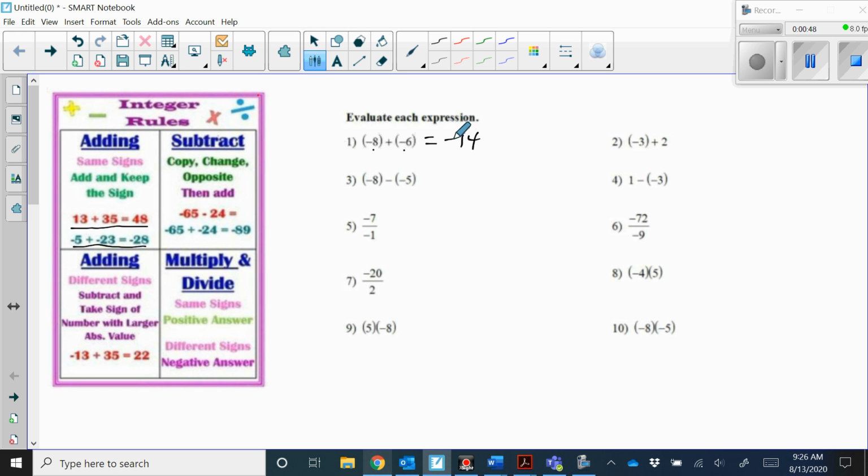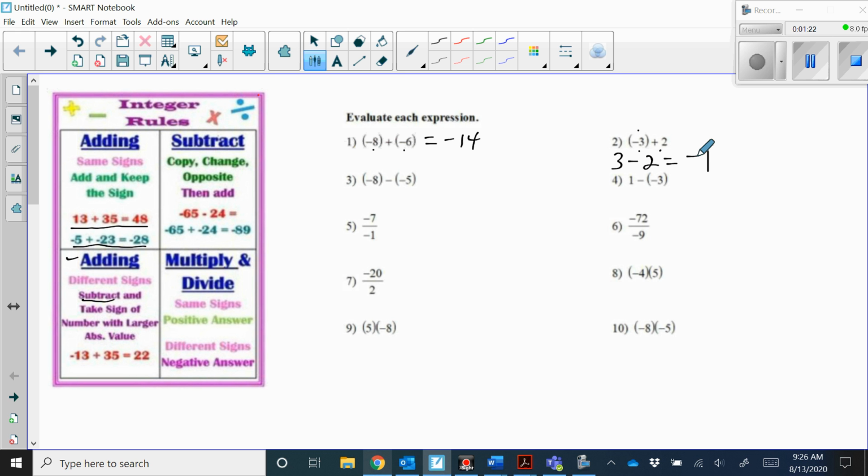So when you're adding and the signs are different, you're going to subtract. Take the smaller number from the larger number, and then you're just going to keep the sign of whatever number was larger. So here's one where we're adding with different signs. So we're going to subtract 3 minus 2, and then keep the sign of the larger of the two numbers. So the 3 was the larger of the two, so the negative goes with the answer.